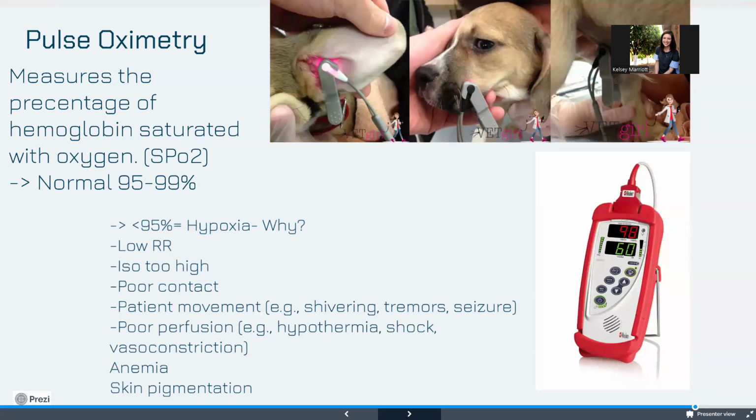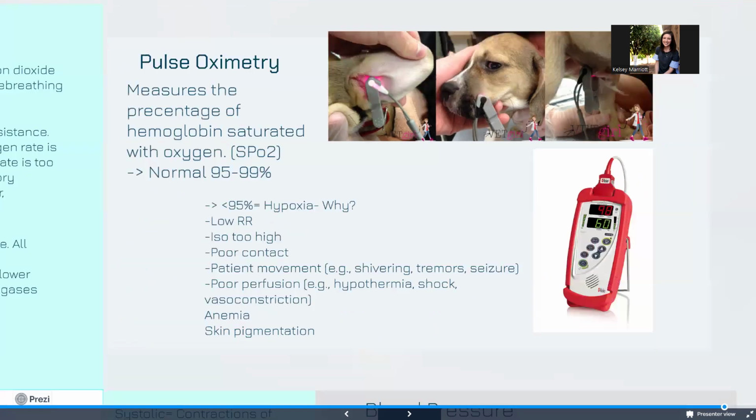Also, skin pigmentation can really affect it. So if we have a Doberman or a dark black shepherd, or a black lab, we want to make sure we're on that pink skin. And so our tongue would be more ideal in that scenario.